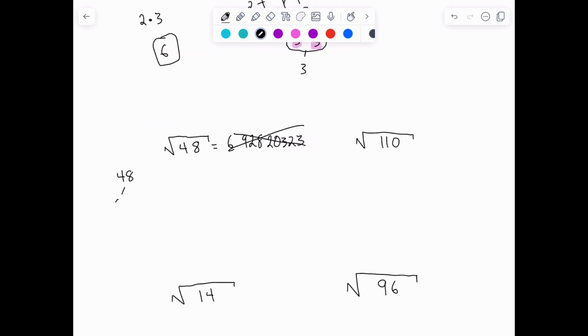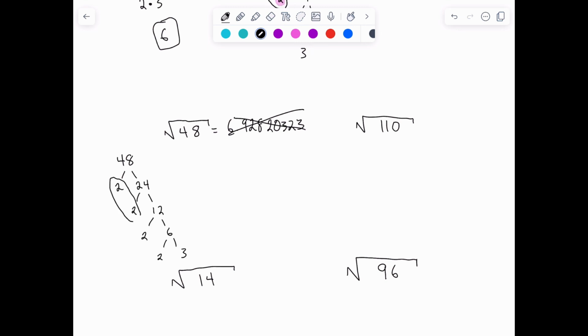in order to find this out, you need to start by breaking this down, starting a factor tree. So that is what we're going to do. 48 is 2 and 24. I chose 2 because it is a prime factor, but it is also an even number, so let's keep going. 2 and 12, 2 and 6, 2 and 3.